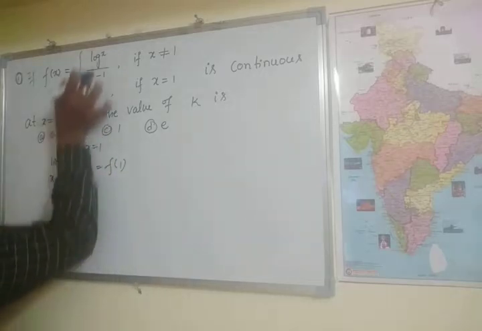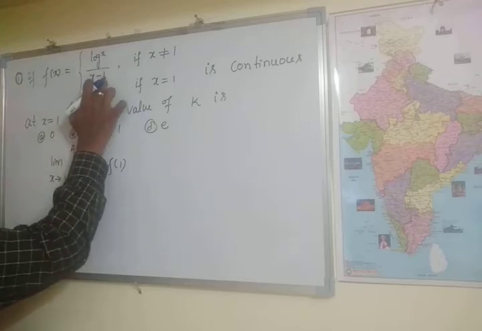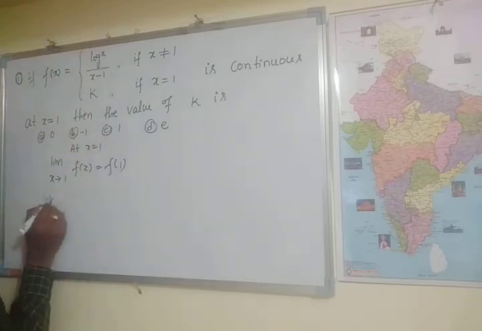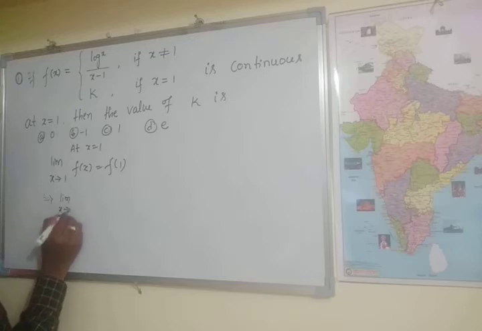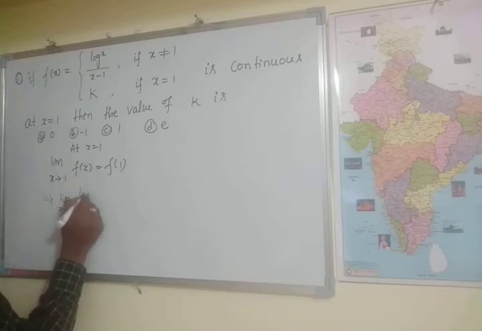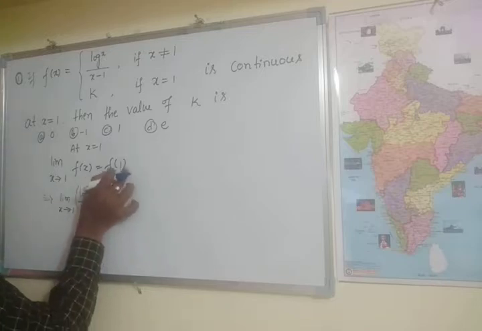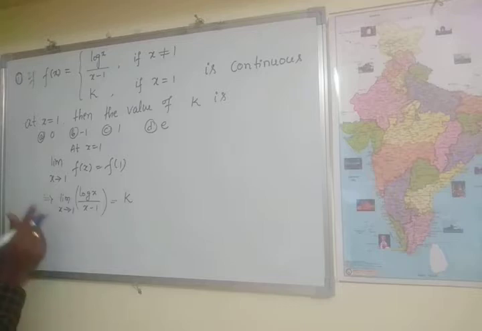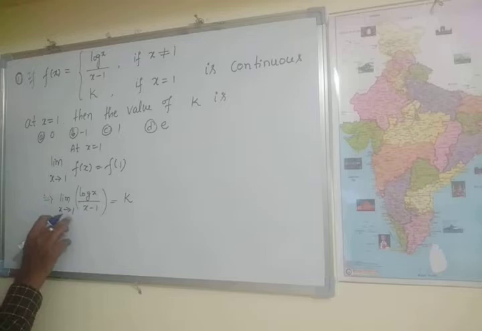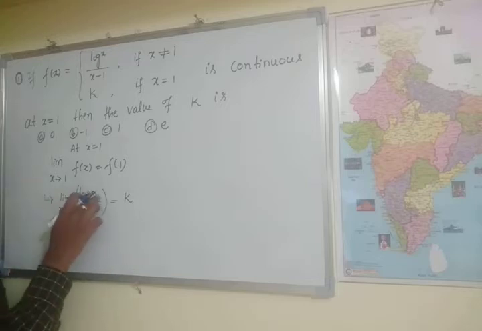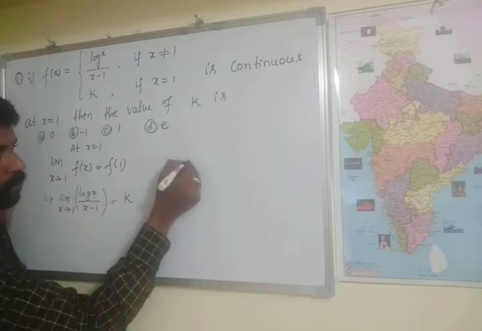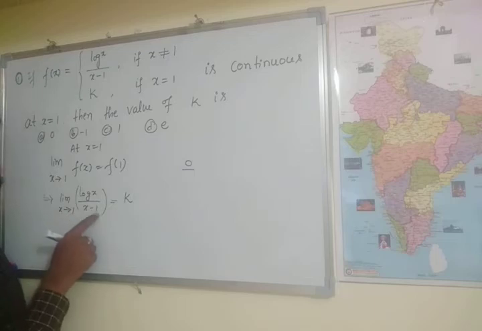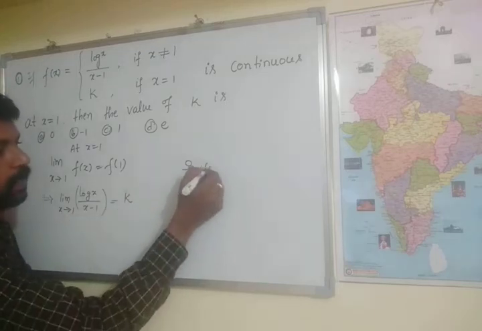Now here we have the function f of x, log x divided by x minus 1. As x approaches 1, f of x is log x divided by x minus 1. At x equals 1, f of 1 is equal to k. Now as x approaches 1, we substitute 1 in place of x. Log of 1 is 0, divided by 1 minus 1, which is 0. Here we get the 0 by 0 form.